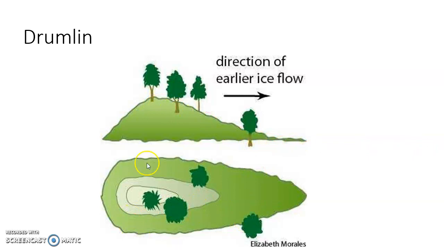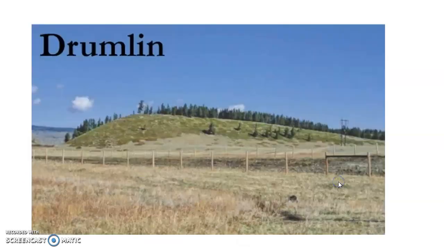If we were to look at it from above, in a topographic view, we would see it's steeper on this side, more gently sloped on the opposite side, right? So this shows the direction of ice moving, kind of like glacial striations and chatter marks. This gives us a direction that the ice was flowing toward. Here's a picture of an actual drumlin. We can see a steep side on the side where the ice is approaching, and then a gentle slope on the side that the ice is flowing away from.